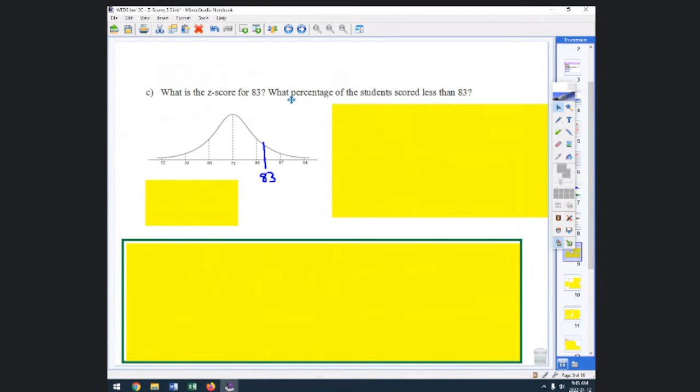Same scenario. What is the Z-score for 83? Well, 83 would be about right here. It's beyond 80. It's less than 87. It's almost halfway between 80 and 87. So could someone give me a ballpark of what the Z-score could be? It would have to be greater than what? Greater than 1, but less than 2. So it should be positive, because isn't this person's score above the mean? So these Z-scores are all positive above the mean.